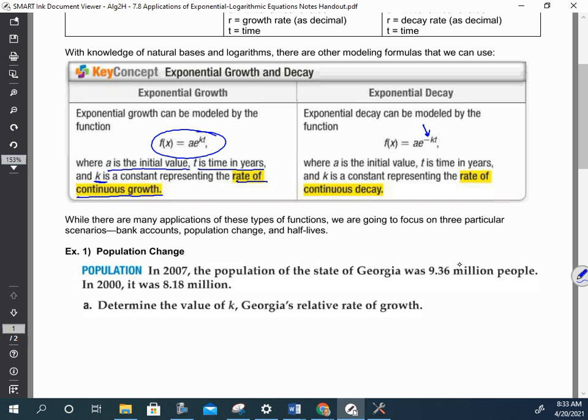Grab a seat that has paperwork on it, and get caught up because we're already moving.